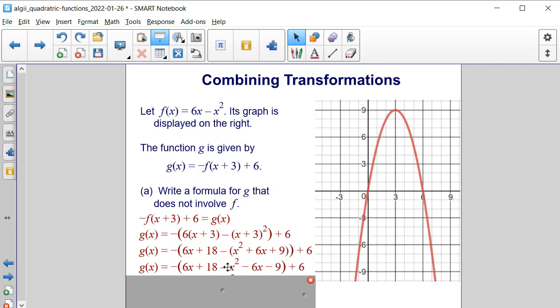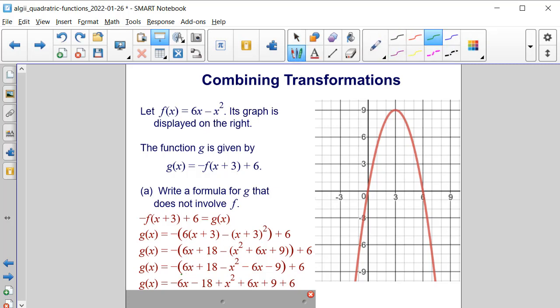Next, we're going to distribute this negative through to all terms that are in the parentheses. So we have negative 6x minus 18 plus x squared plus 6x plus 9 plus 6. Now we can combine our like terms. Notice that the negative 6x and the positive 6x cancel each other out. And then we have negative 18 plus 9 is negative 9. Negative 9 plus 6 is negative 3. So we have an x squared and a minus 3 remaining for what g of x is.